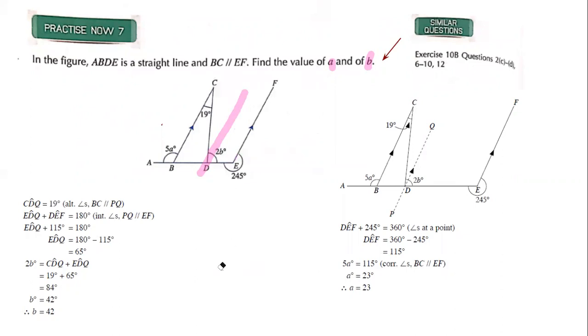Let's change the color to black. So this angle here and this angle 5A both become corresponding angles. So in order to find 5A, we would subtract this 245 from 360 degrees. So we will have the value here, and that is going to be the value of 5A. And that's what we did. You can see it right here.